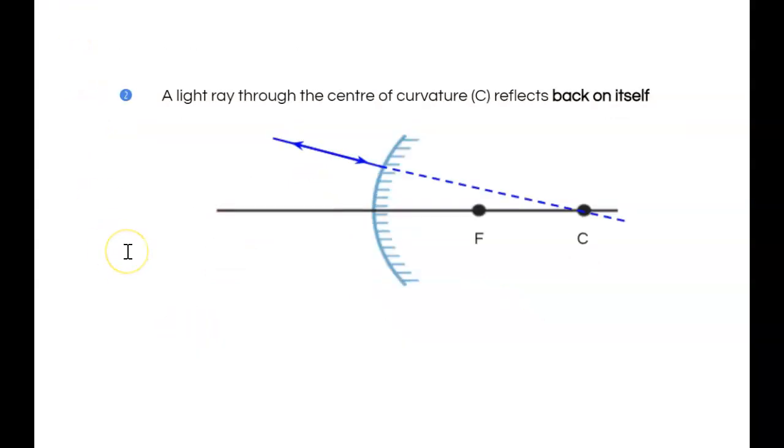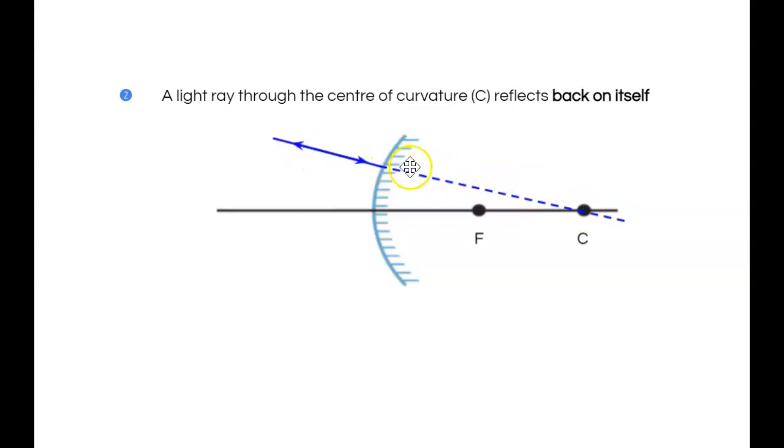So here's our second rule. A light ray through the center of curvature, in other words, aimed at the center of curvature, is going to reflect back on itself. So here, if we look at this blue line, if I had a ruler, I would be aiming it so that that line goes completely through the center of curvature, right? So that is my incident ray, right?